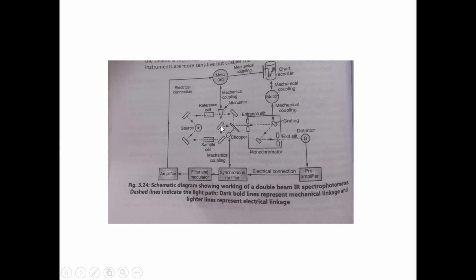These two beams, these two IR lights are combined by the chopper, and this chopper reflects the light onto the monochromator. You can see the monochromator unit here. Monochromator consists of entrance slit, grating and exit slit. So here grating is the dispersing element. Next, light from the monochromator reaches the detector, and from the detector the signal reaches the amplifier, and from there the recorder.